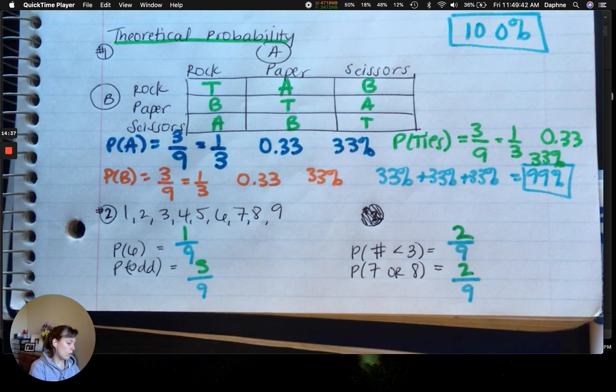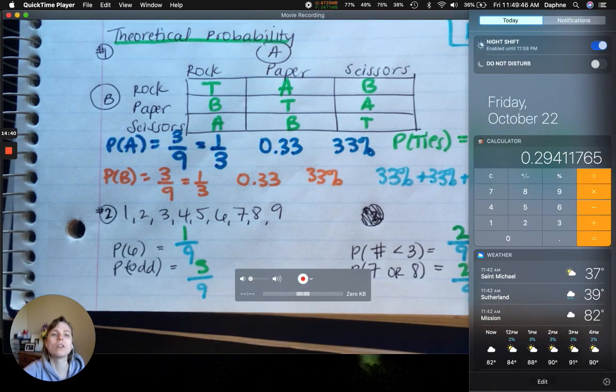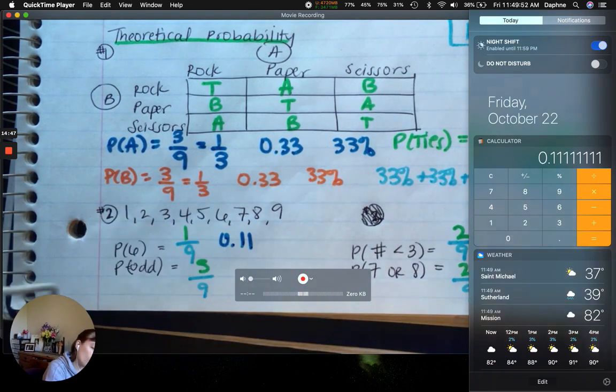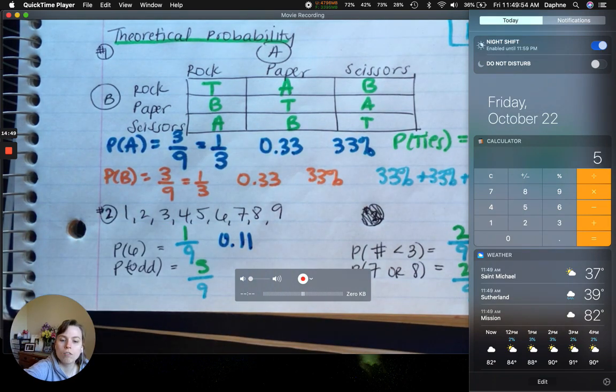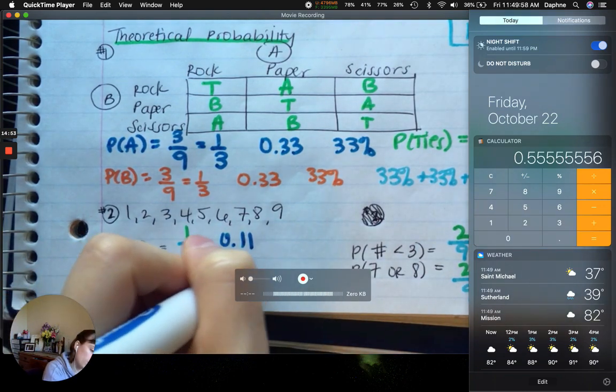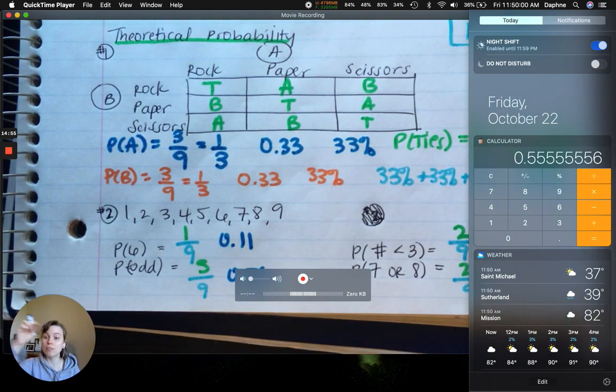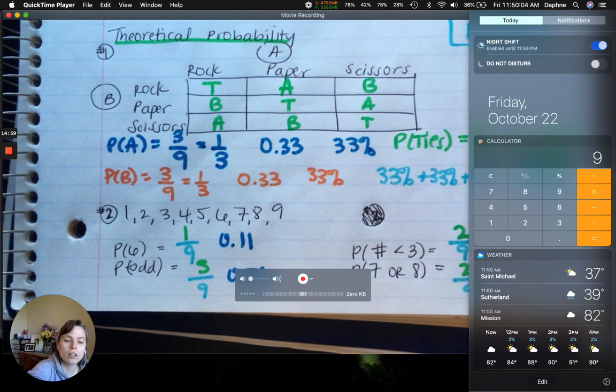Now to find our decimal. So let's do 1 divided by 9. Okay, so this should be 0.11. 5 divided by 9. 0.56. Notice that 5 rounds the other 5 up. And 2/9.